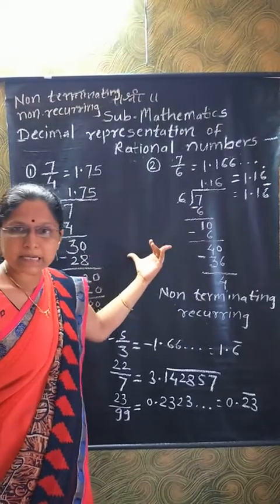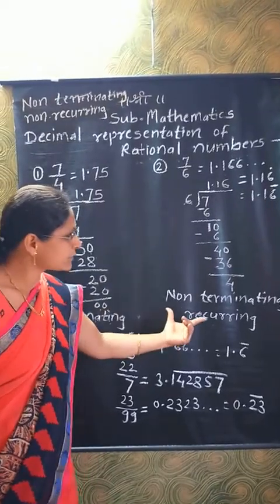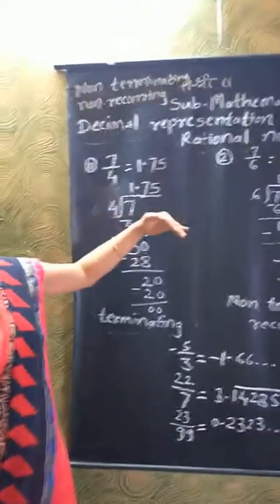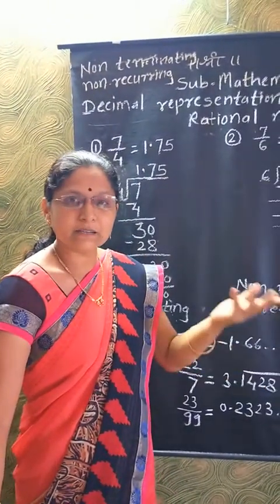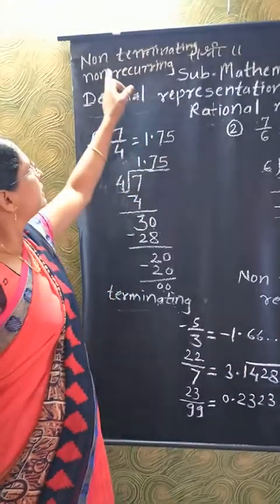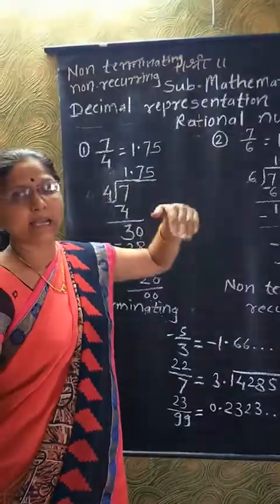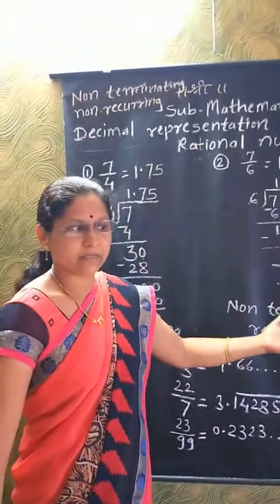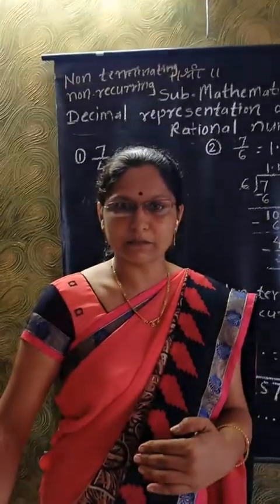What about the irrational numbers? When the process of division doesn't stop and no digit or group of digits comes again and again, then these numbers are called non-terminating, non-recurring numbers, and those numbers are irrational numbers. That is the difference between rational and irrational numbers.